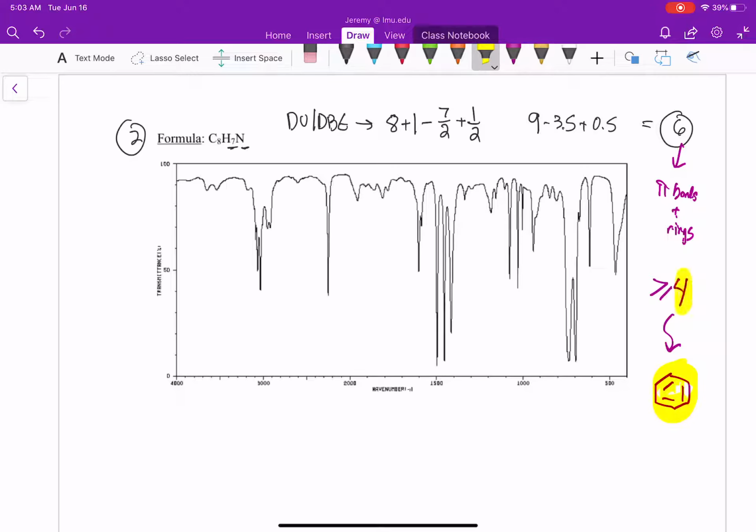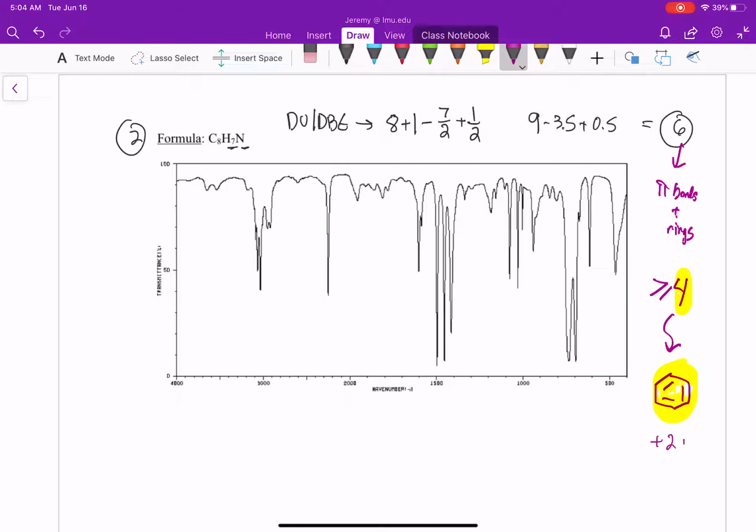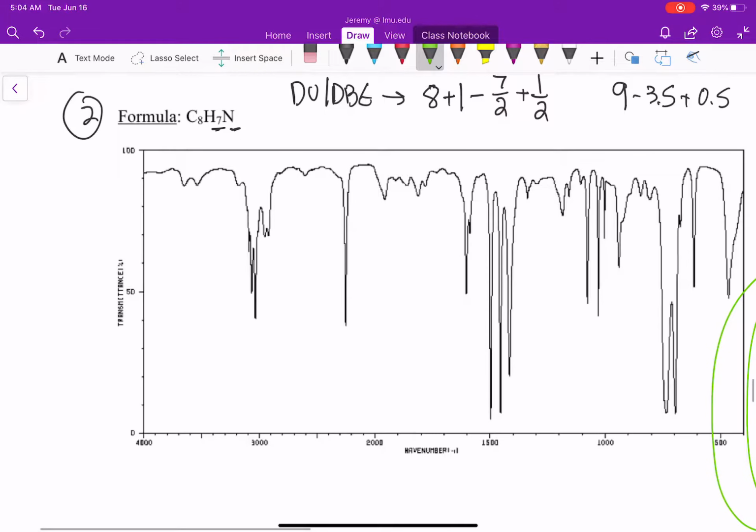That would get you 4 DBEs, okay? So we're most likely going to have a benzene ring, plus we're going to need 2 more, right? 2 more rings or 2 more pi bonds, all right? I'm just putting this out here on the side to help us figure out a good structure. Next, let's analyze our IR.